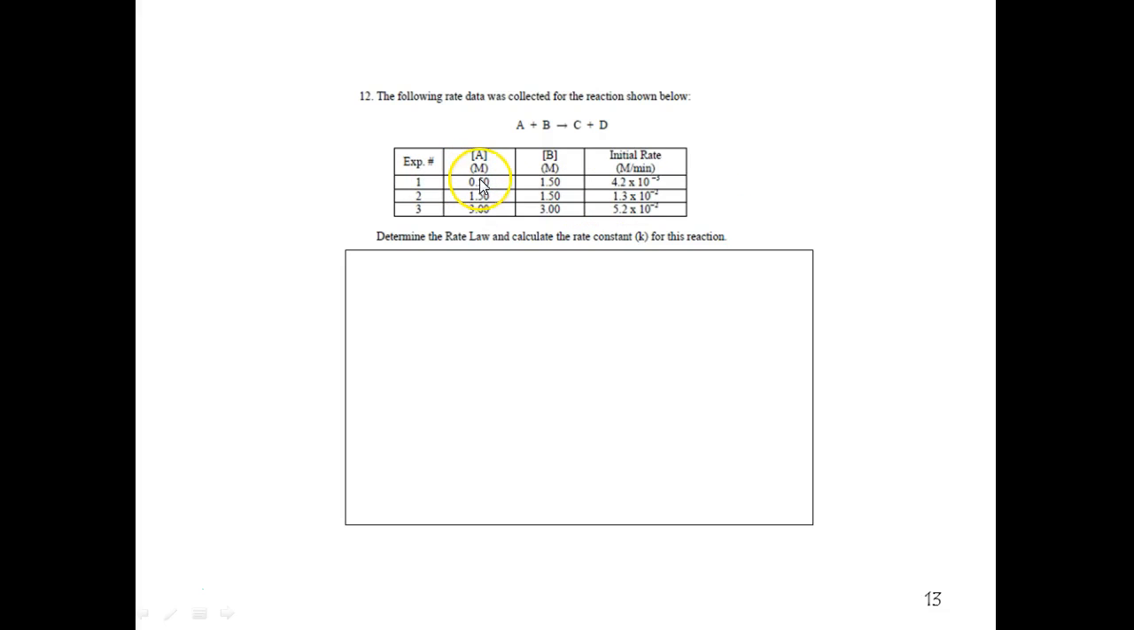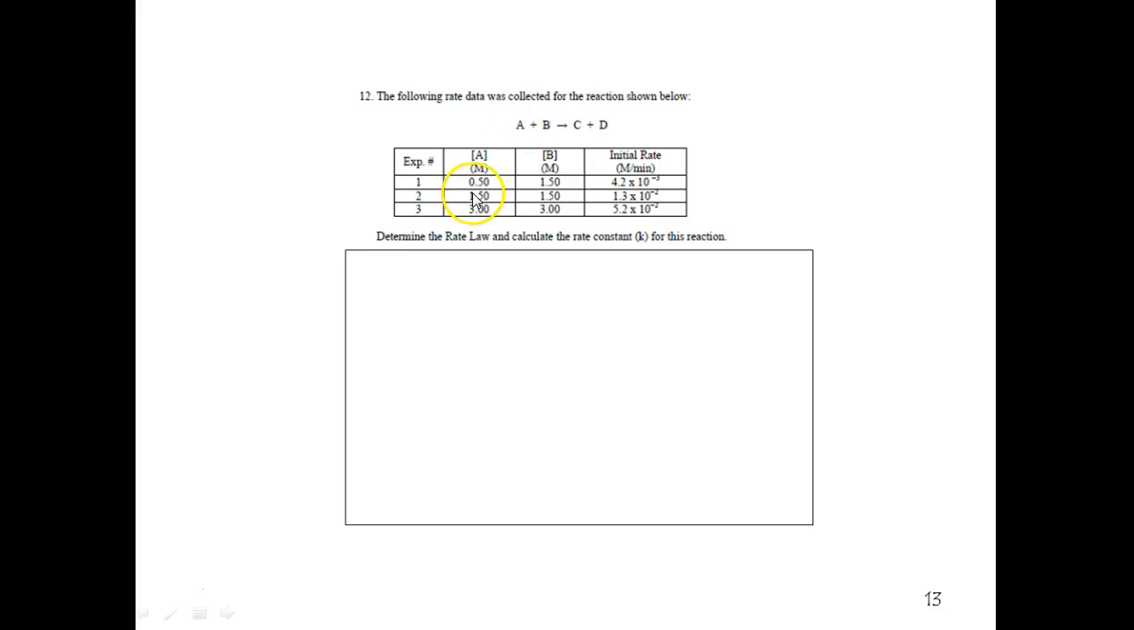Comparing trials 1 versus 2, you can see that for some reason they chose to triple the concentration of A while leaving B constant. Did it triple the rate? In fact, it did. If you take this number and triple it, you will get that number. So this is a proportional effect. We right now know that this reaction is first order with respect to A. You'll get a proportional effect.